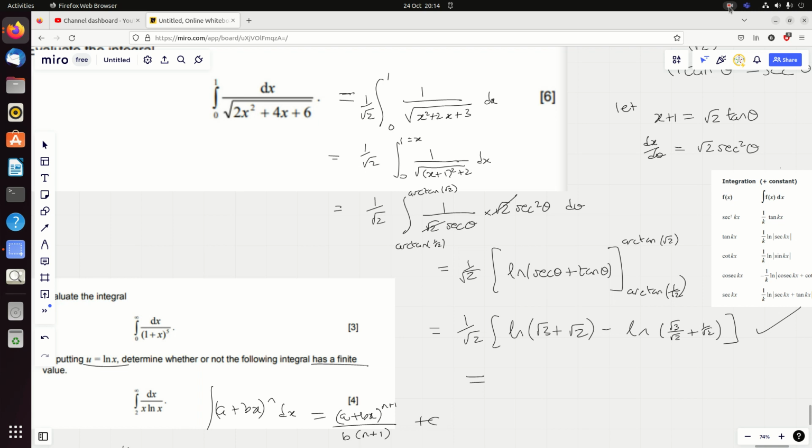Best of luck with the test coming up, gang. Watch out for everything that you've done. There's some tough integration we've done. There's some tough complex numbers. There's some tough polar stuff. We've done some tough stuff, basically, haven't we? Watch out for method of differences and everything else.